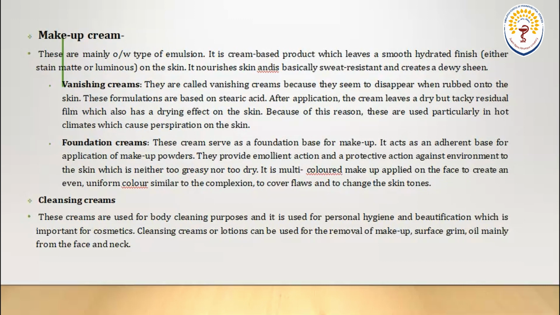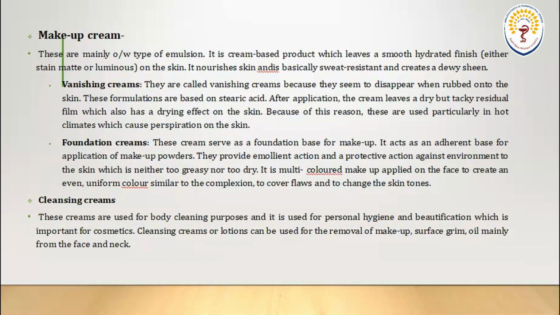At first, makeup cream. As the name indicates, these are mainly used for makeup purposes. These are mainly oil in water type of emulsion. It is a cream based product that leaves a smooth hydrating finish on the skin. It nourishes skin and is basically sweat resistant and creates a dewy shine.